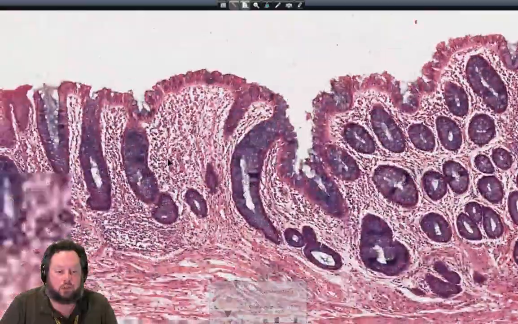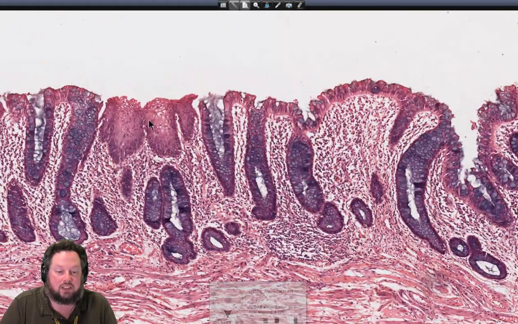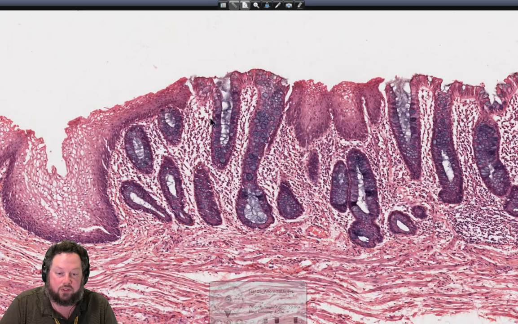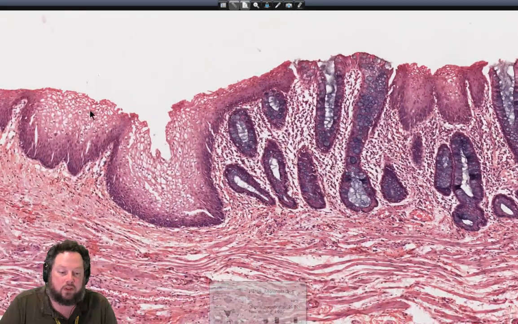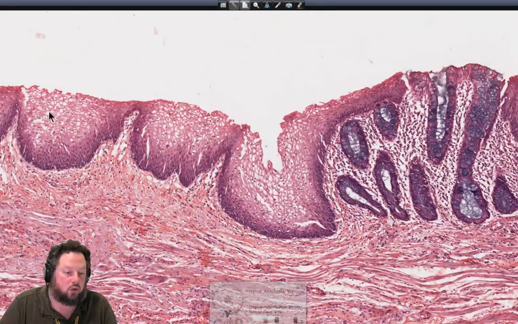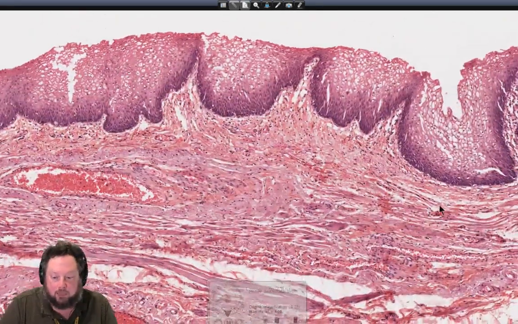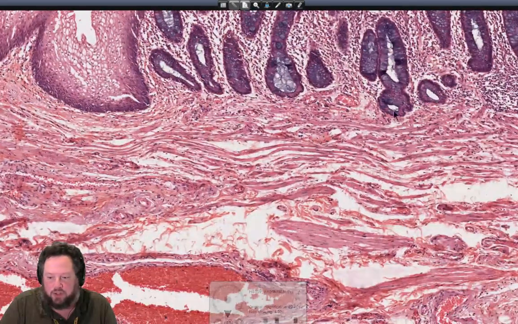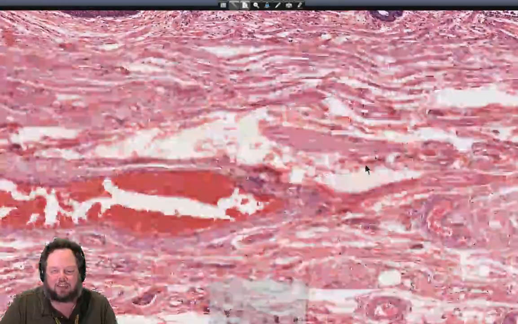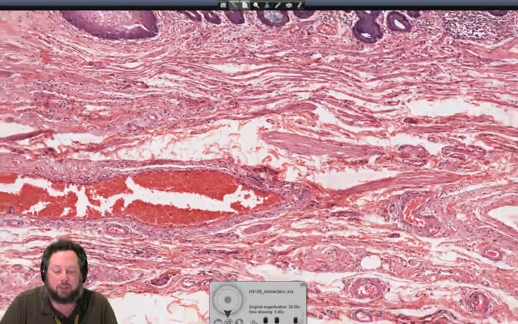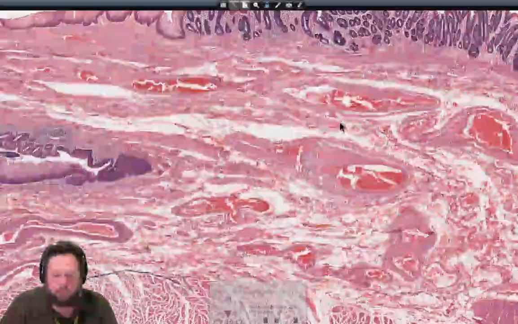So if we zoom along to the left here, we can begin to see some of this stratified squamous non-keratinized epithelium, and here we've got the junction. So we're moving from a simple columnar epithelium to a stratified squamous non-keratinized. The cells here are quite pale staining. The muscularis mucosa, you can see it's very disrupted in this region. It's quite scattered. If we zoom out a little bit, we can also take a look at the muscularis.